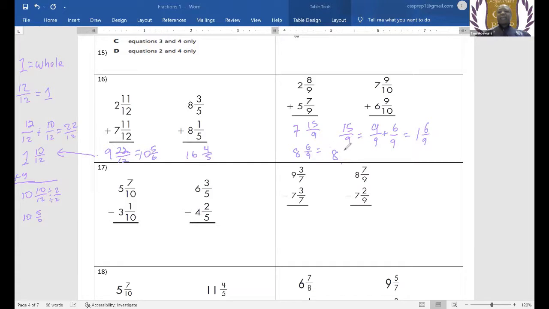So 6 divided by 3 is 2, and 9 divided by 3 is 3. So this is our final answer, 8 2/3.